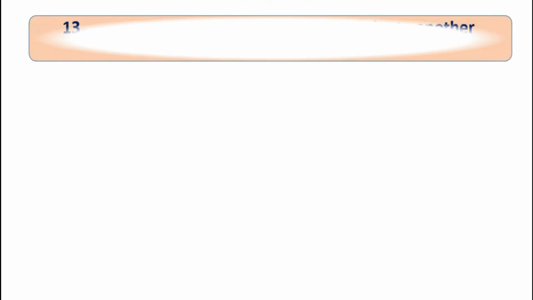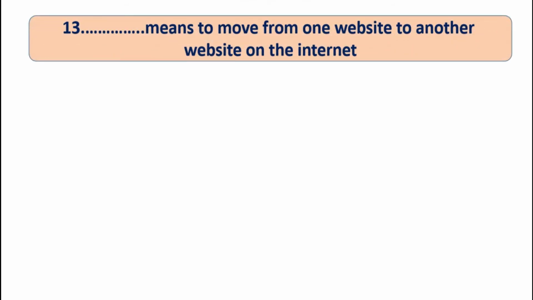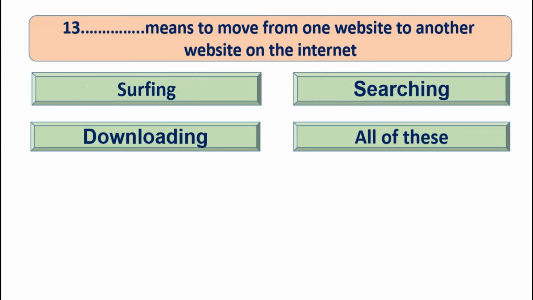Next is dash means to move from one website to another website on the internet. Options are surfing, searching, downloading, all of these. Answer is surfing. When we connect to internet and we open any website, then in order to find our data, we move from one website to another website. This is called surfing.